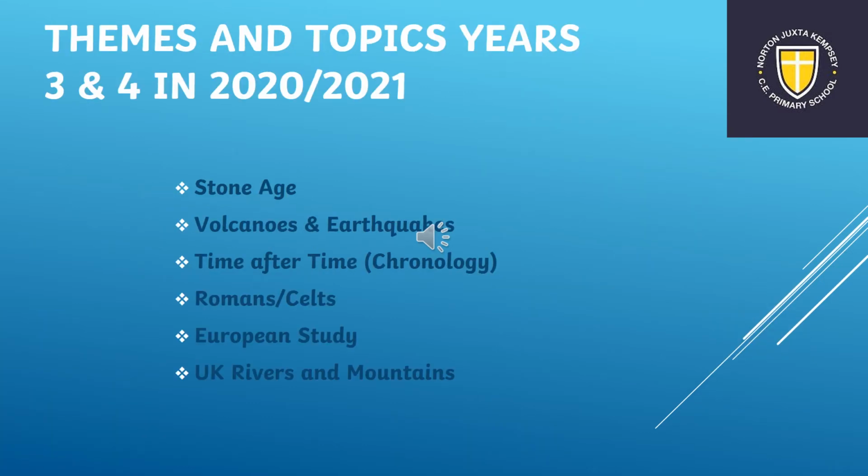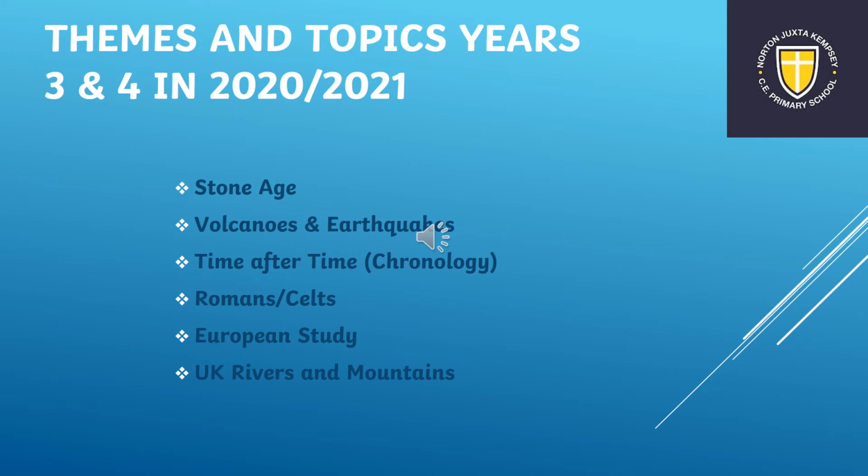On this slide, you'll see the themes and the topics that are going to be covered in years 3 and 4 throughout the year. So we're kick-starting our topic learning with a history topic based on the Stone Age, which is a brilliant topic to cover in the autumn term. And the children in previous years have absolutely loved learning this history topic and learning about the Stone Age people and how they lived. Then following that, it's a geography topic about volcanoes and earthquakes. Then Time After Time, which is a historical chronology unit. Following that, we look at the Romans and Celts.